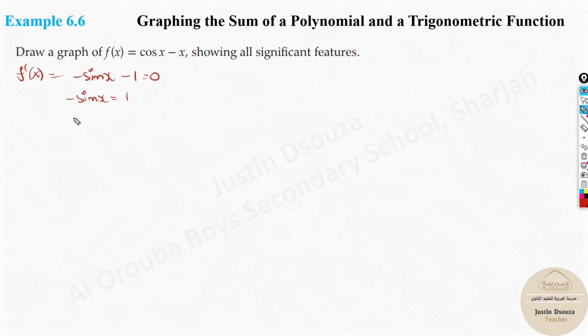I did the wrong thing. Let me just change the signs. It'll be sine x is equal to minus 1. Now, when is sine x equal to minus 1? You can do it in different ways. One thing is if you know the unit circle.